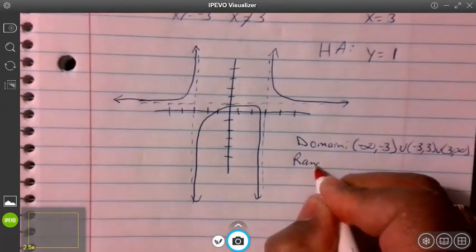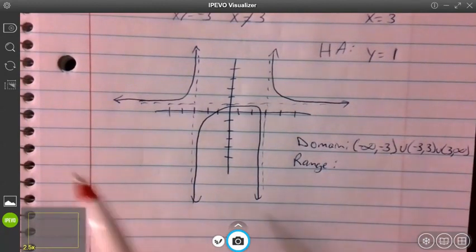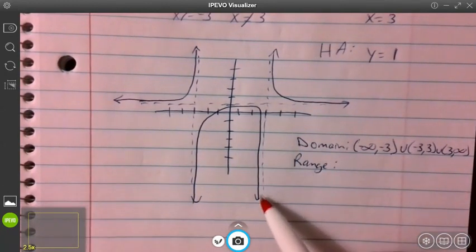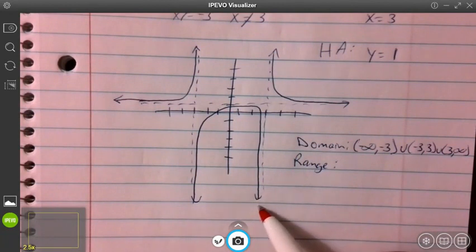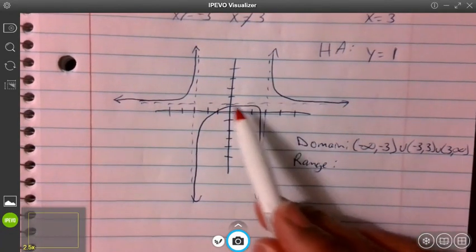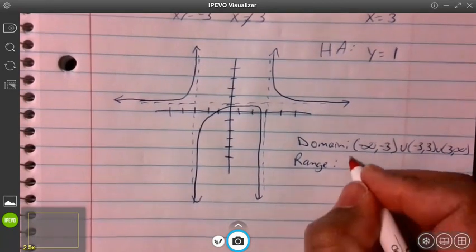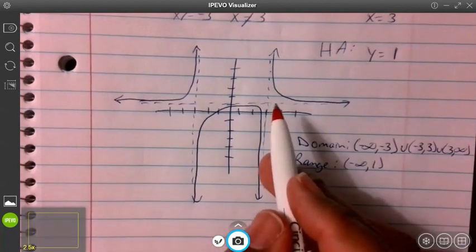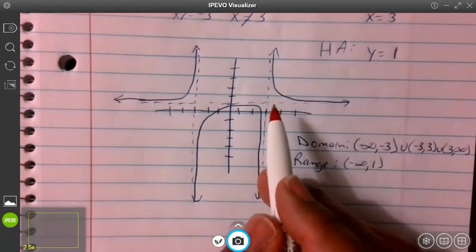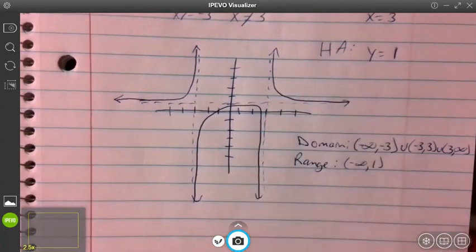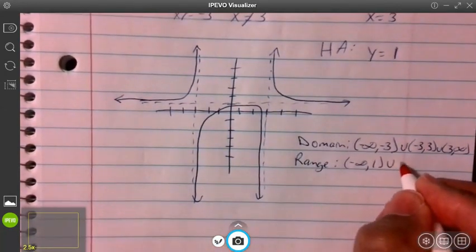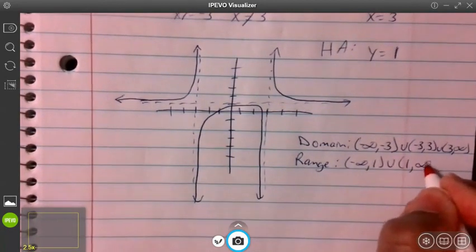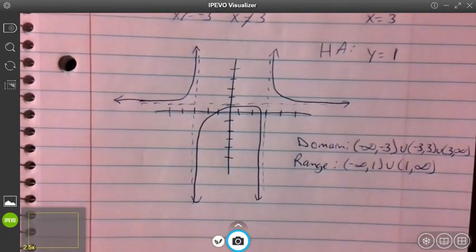Okay, doing the same thing with the range, but you go from bottom to top. So in the range, okay, see this graph goes all the way down. So it goes from negative infinity to this boundary, which is at 1. So it'll be negative infinity to 1. And then it starts again from the boundary on up. It starts again from 1 to infinity. So it says 2 parts. You have a union, 1 to infinity. Okay, so there you go. That's our domain and the range for that function.